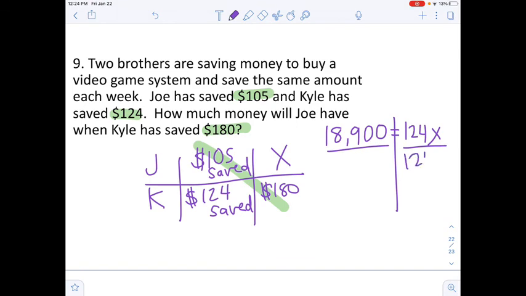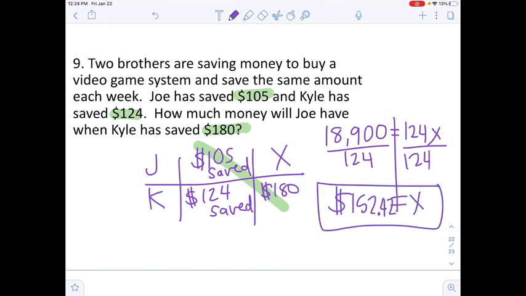Then I'm going to divide both sides by 124. And I'm left with x equals, and we'll round this, $152.42. So that's how much Joe will have when Kyle has saved $180.